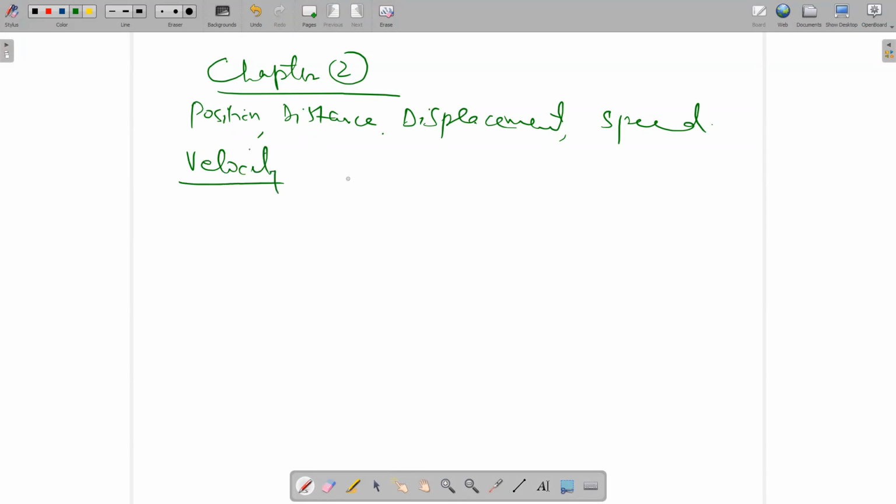So velocity was what? Velocity was displacement over time, or you can write delta x over delta t. So this is equal to xf minus xi over tf minus ti. This is the formula which we are using to find the average velocity.